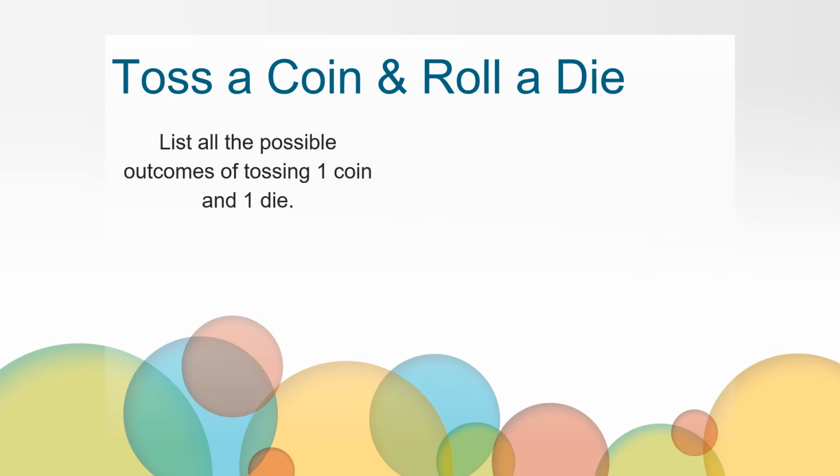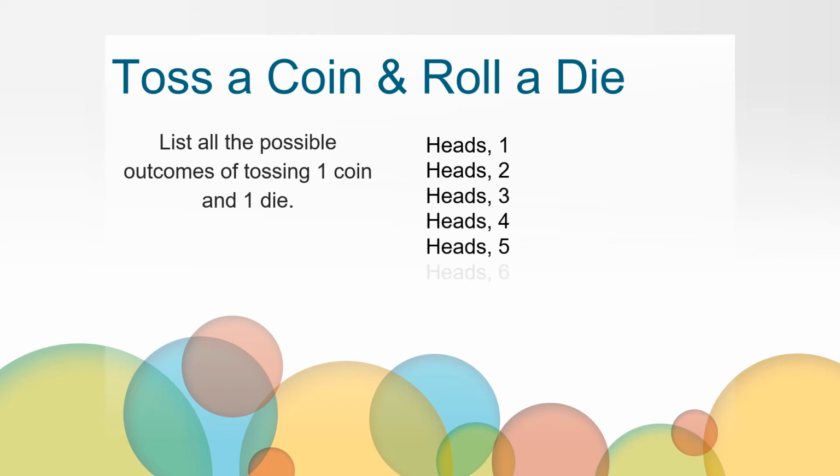If we take that table and create a list of all the possible outcomes, it would look like this. We can start with the coin landing on heads. If the coin landed on heads and we rolled a 1, that would be one possibility. If the coin landed on heads and we rolled a 2, that would be another possible outcome. And we can continue the list with all the other numbers on the die, rolling a 3, 4, 5, or 6.